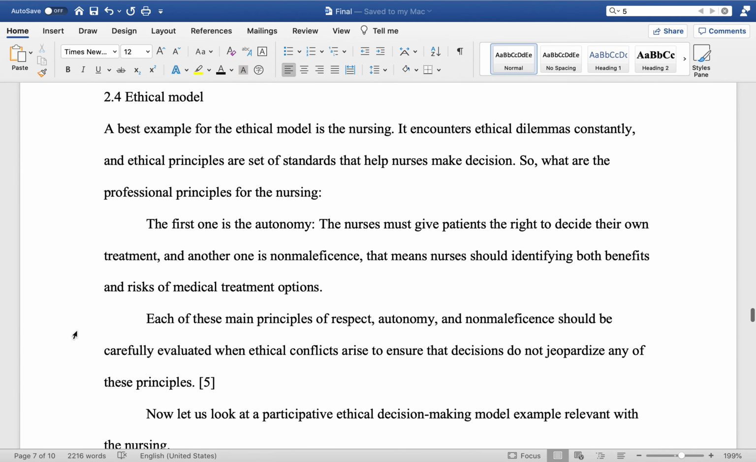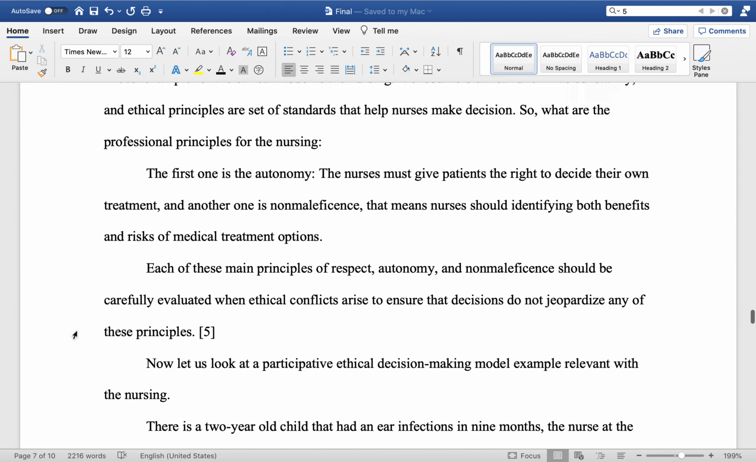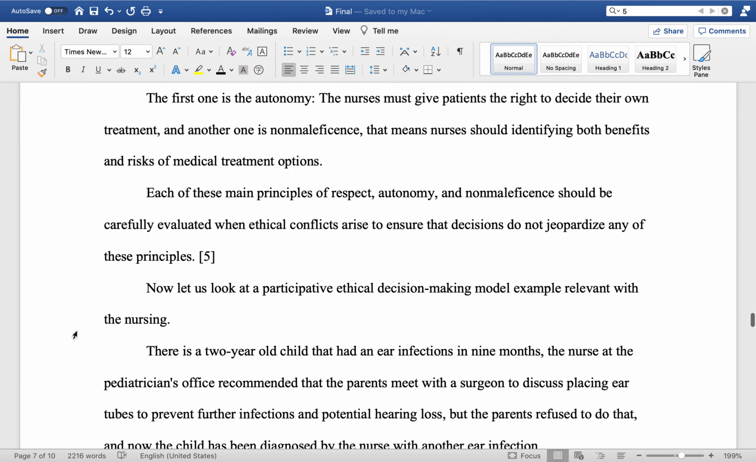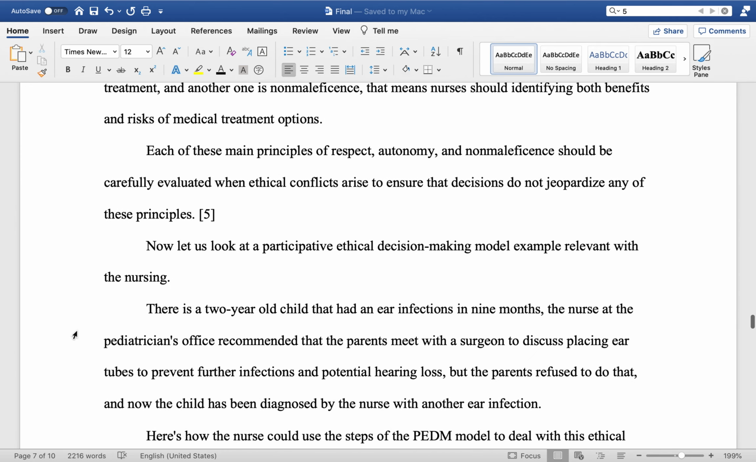Another one is non-maleficence. That means nurses should identify both the benefits and risks of the medical treatment options. There is a very outstanding example for this decision-making model.